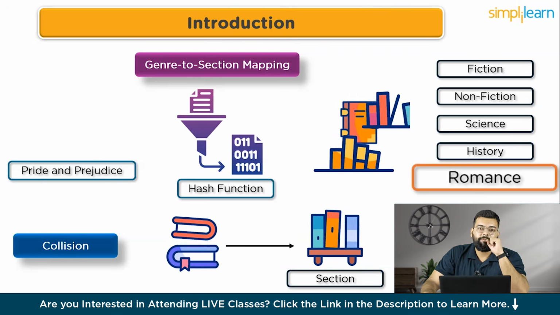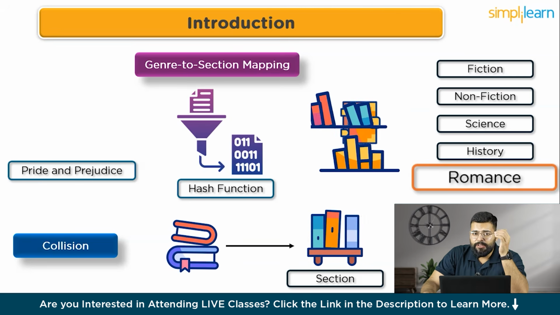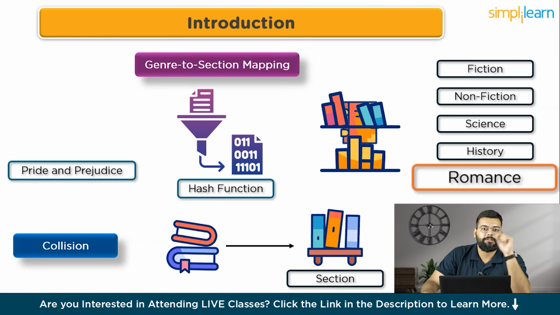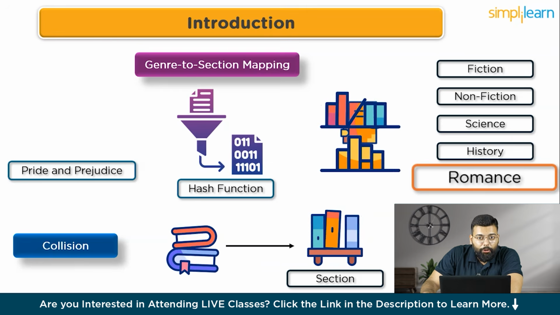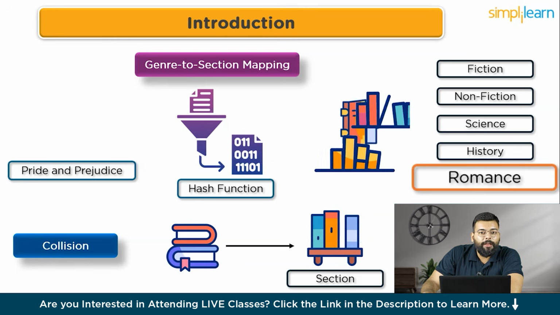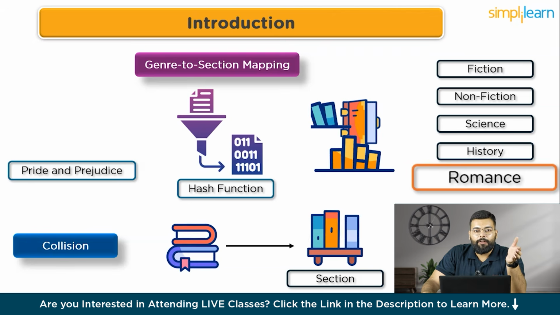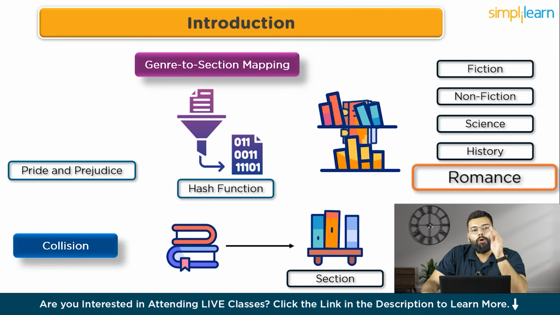So why do we use this method? The reasons are, number one, quick access. Customers and staff can find books quickly by heading straight to the relevant genre section. Number two is organized space. The bookstore is neatly organized, making it visually appealing and functional. Then comes the scalable system. As more books are added, they can easily be incorporated into the existing system without needing a complete reorganization.